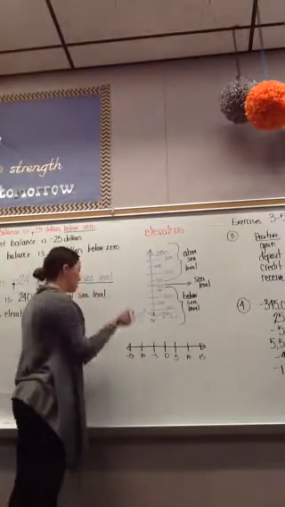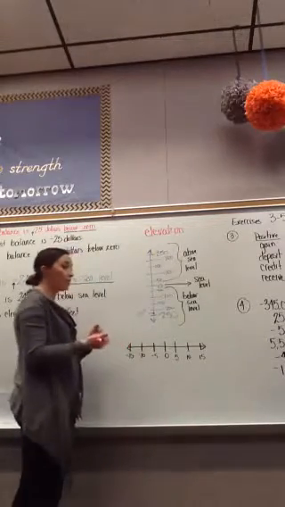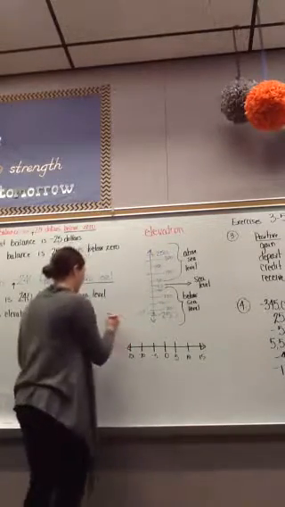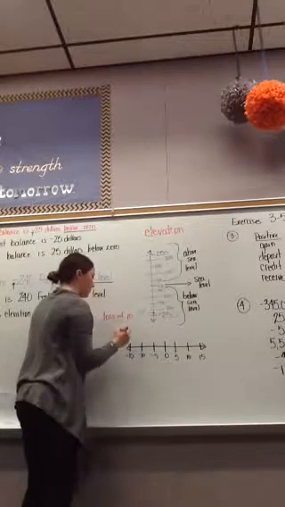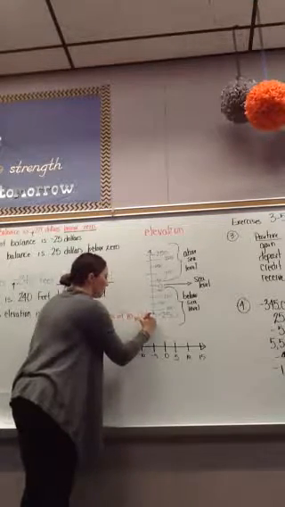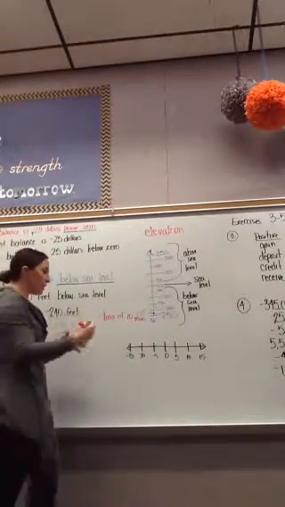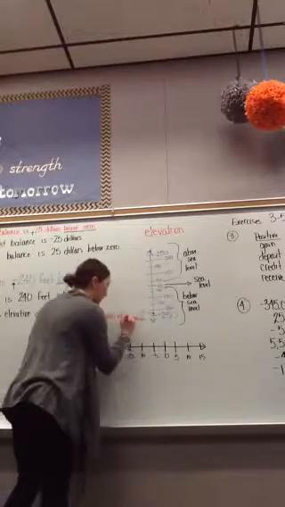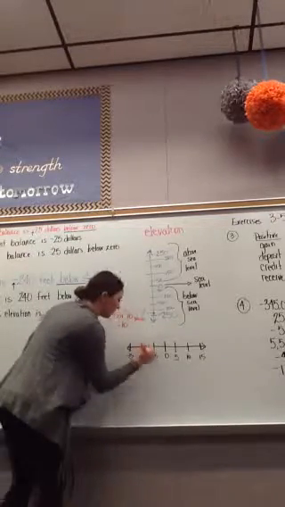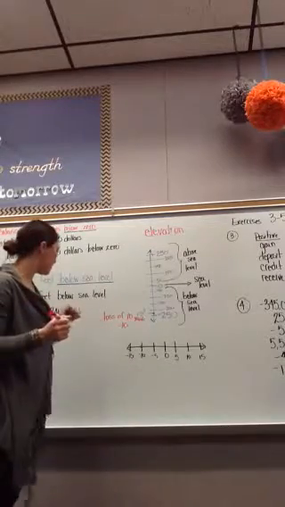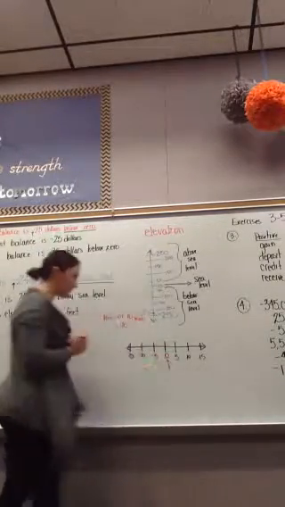Another example of that would be a football player lost 10 yards on a play. He got tackled, so a loss of 10 yards. What integer would represent that? A loss would be going back, so it would be negative 10. So if I were to plot the point at negative 10 on the number line to show the loss on that play, what would 0 represent?